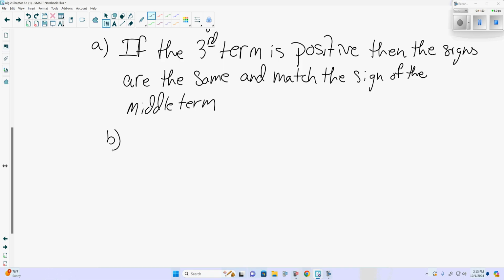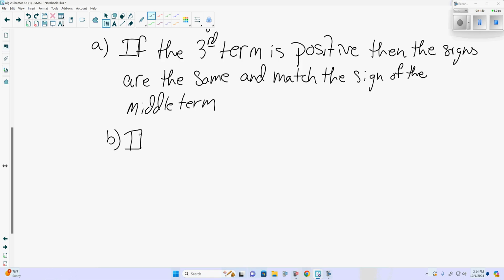And there's actually some logic to this. If the third term is positive, well, the only way to get a positive number is if we multiply either 2 positives or 2 negatives. And our middle term we get from adding the 2. So the middle term really tells us what sign it is. The third term, if it's positive, tells us either both are positive or both negative. Kind of helps get that there.